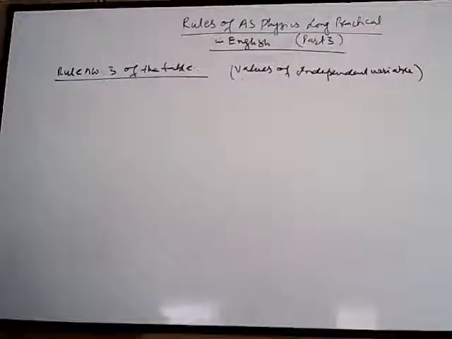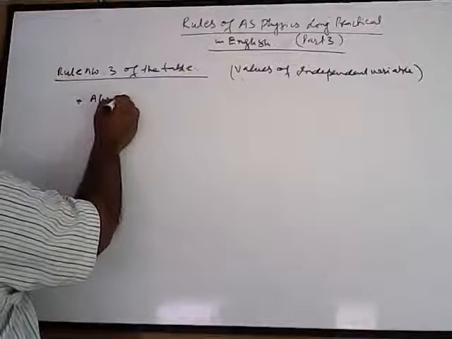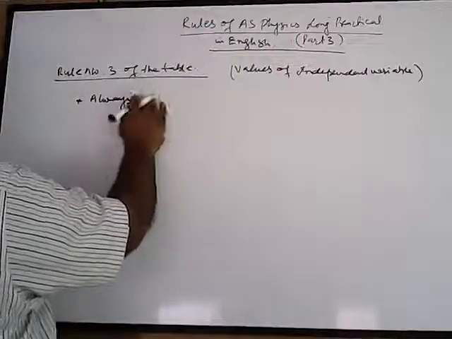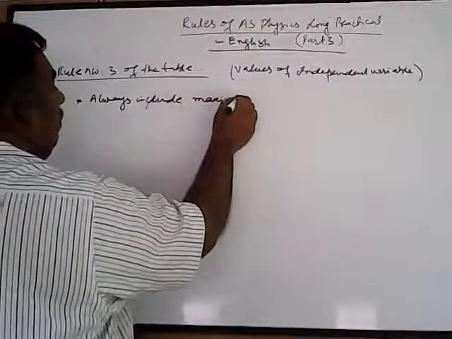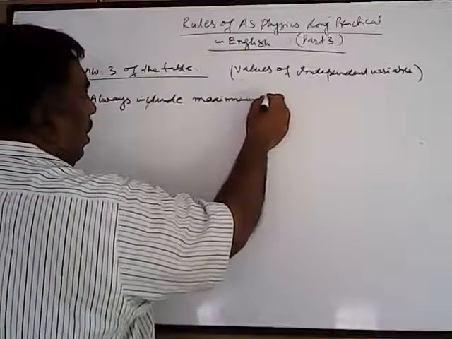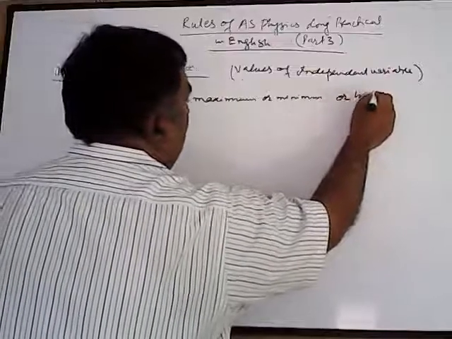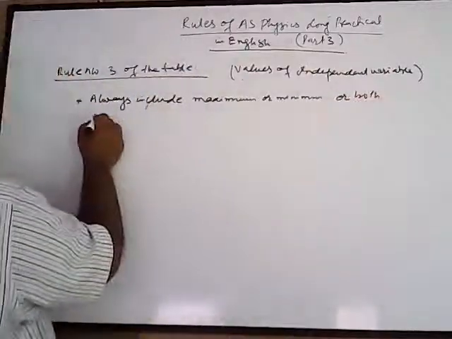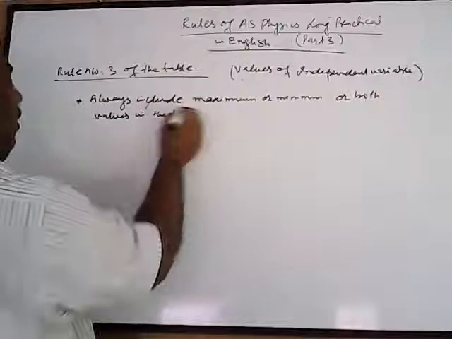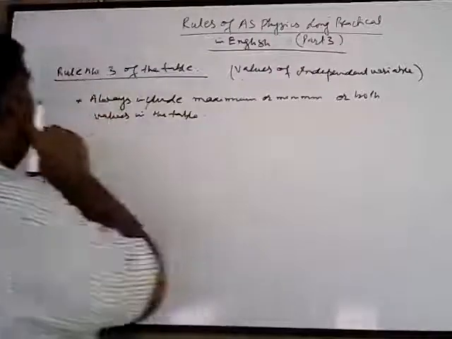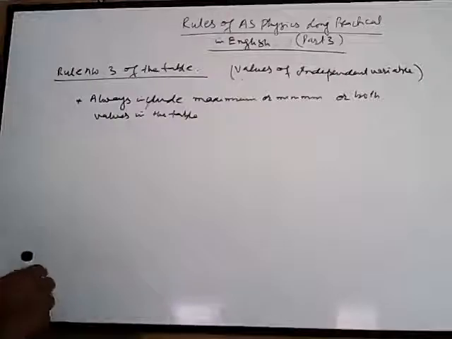Now how should this rule be used? Number 1: always include maximum or minimum or both values in the table. If it is possible to include both, then prefer to include both. If not, then either maximum or minimum must be used.